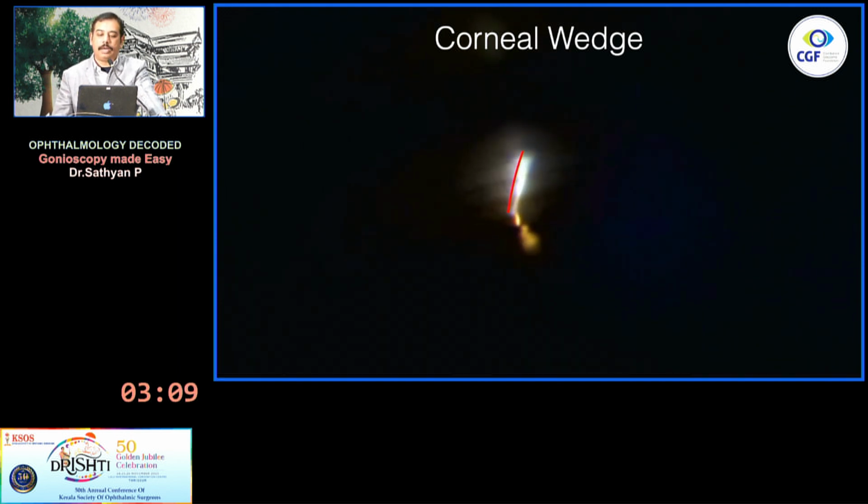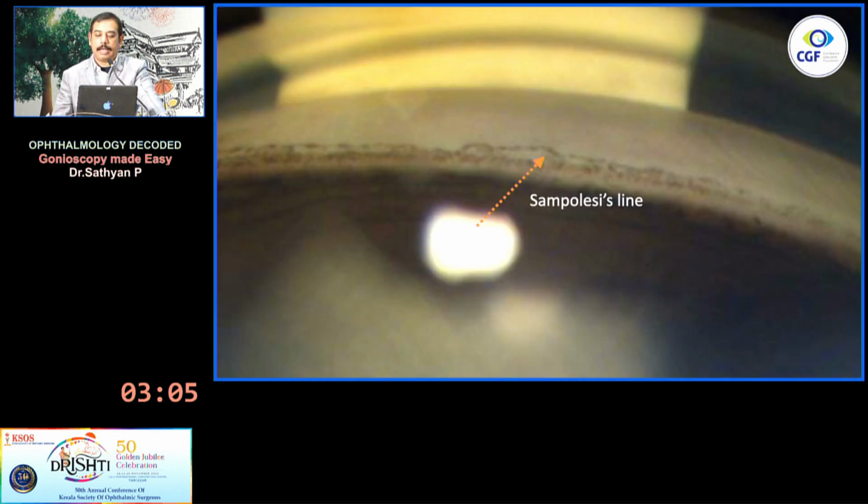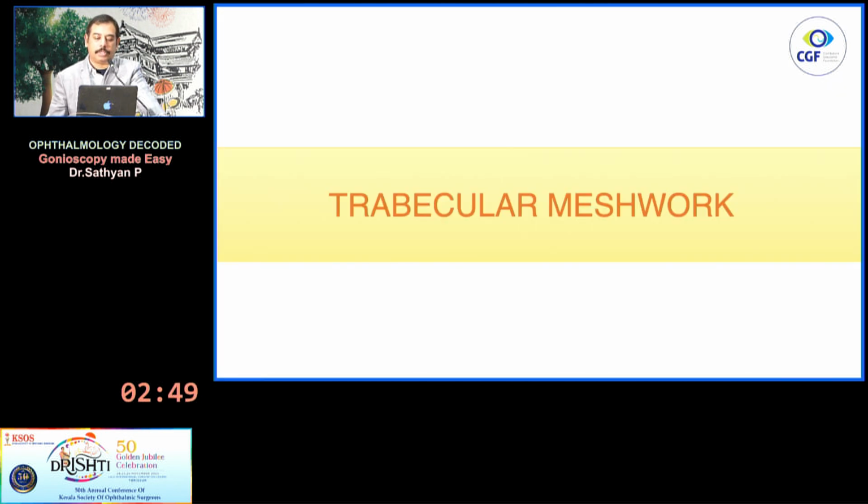So the first thing is you identify Schwalbe's line so that you don't mistake the pigmented Schwalbe's line for the trabecular meshwork. Many people used to say that they have done SLT, but they might have done it only on Schwalbe's line. This is a pigmented Schwalbe's line, otherwise called Sampaolesi line, in pseudoexfoliation glaucoma.